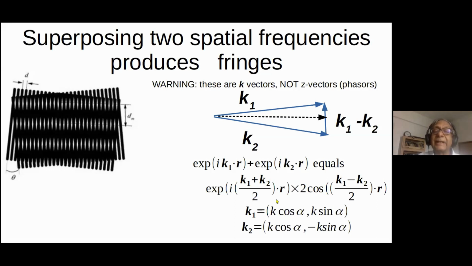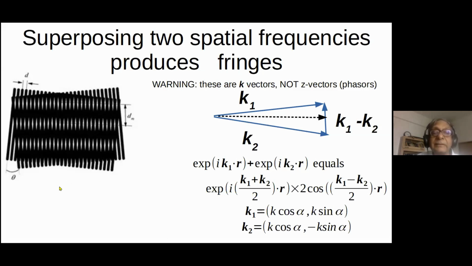So what I didn't write out last time is I didn't explicitly write out k1 and k2, which I've done now. So if this angle is alpha, alpha is half the angle between these two. So you have this angle theta here, and alpha is half of that. So k1 has a positive value of the y component, and k2 has a negative value of the y component, and of course the x component is the same.